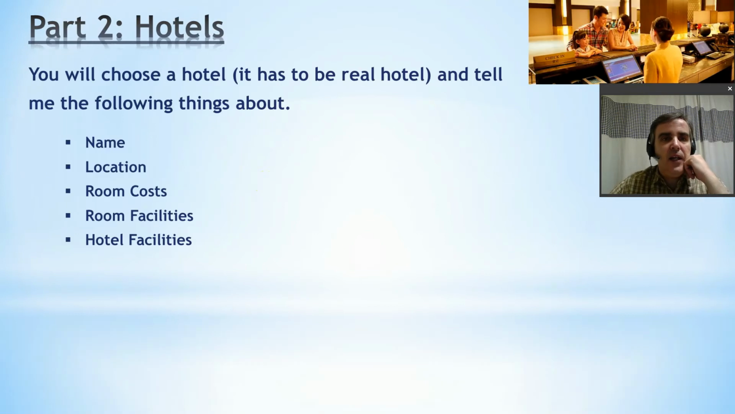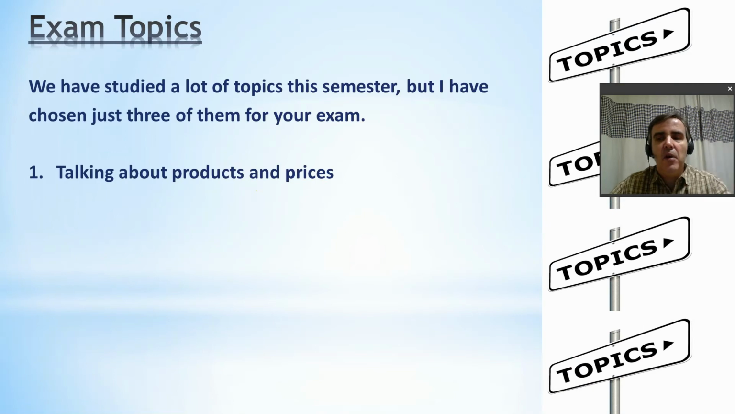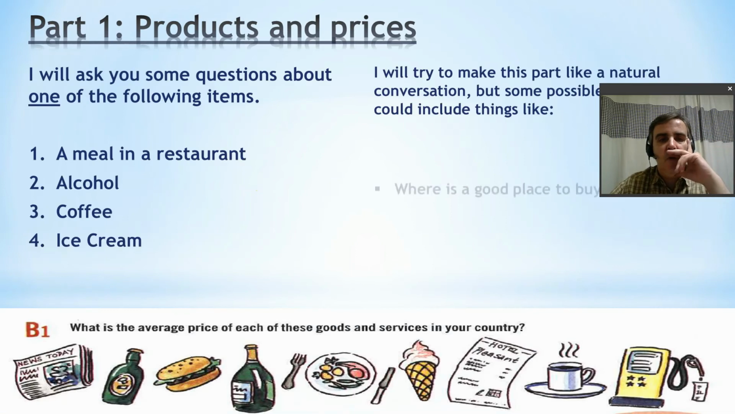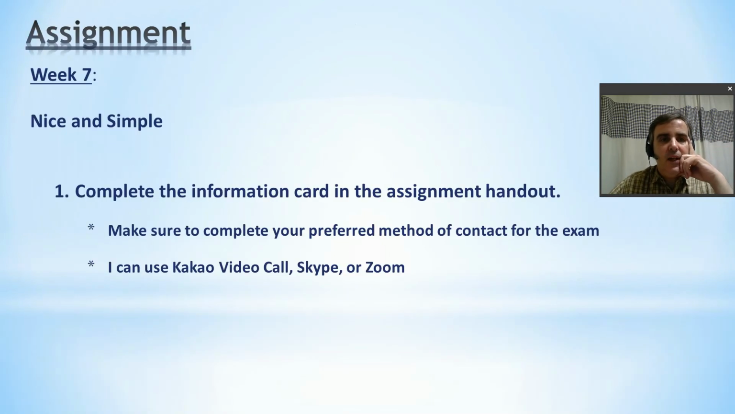Hopefully that's quite clear that there are 3 different parts. We're going to start by talking about the products and prices, then we'll do the hotels part, then you'll talk about your hometown.